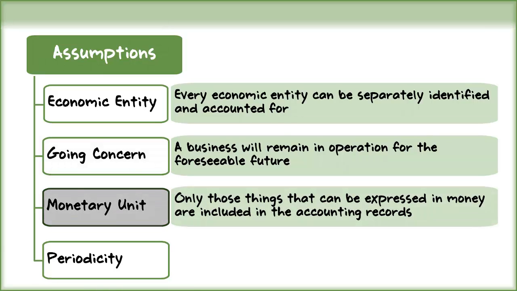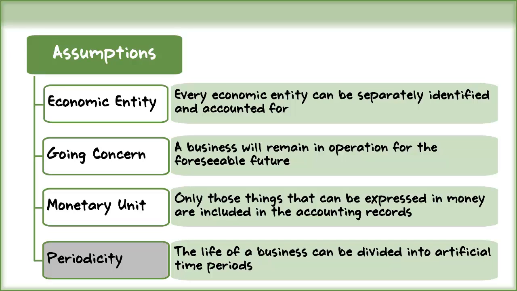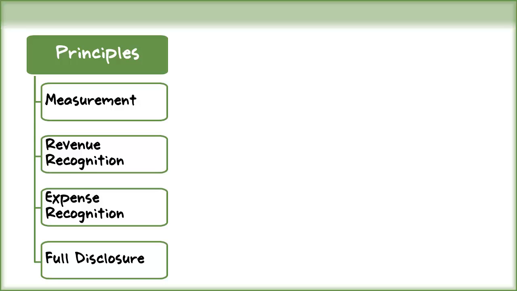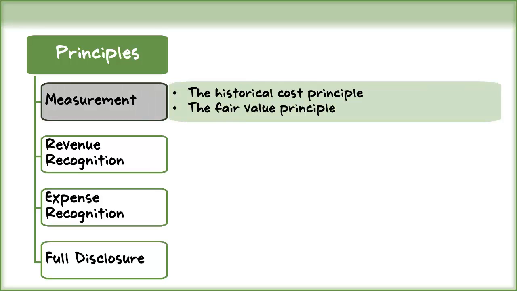The monetary unit assumption requires that only those things that can be expressed in money are included in the accounting records. The periodicity assumption states that the life of a business can be divided into artificial time periods and that useful reports covering those periods can be prepared for the business. Let us now look at the four basic principles of accounting. GAAP generally uses one of two measurement principles, the historic cost principle or the fair value principle.